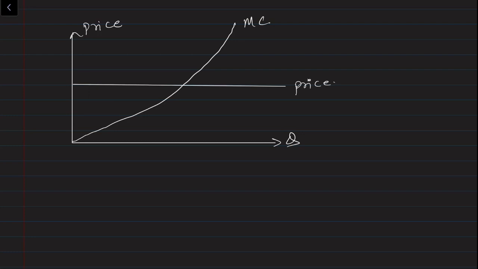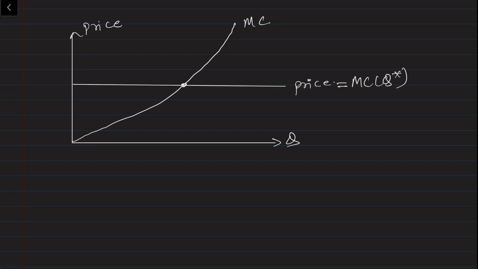Okay, so the profit is maximized for a competitive firm. The profit is always maximized when price is equal to marginal cost at this point, provided that the firm does not shut down in the short run. If the firm shuts down in the short run, then of course there will not be any profit, right?